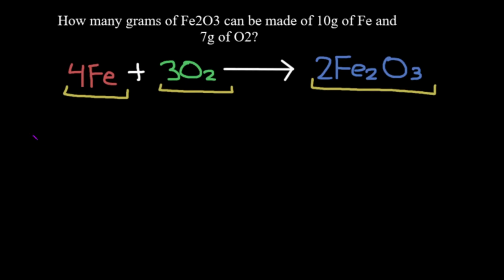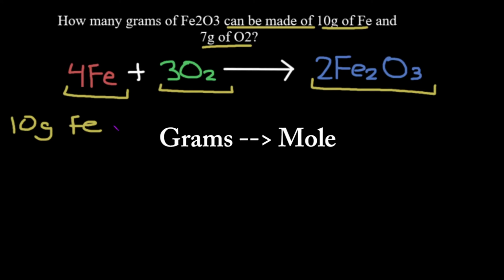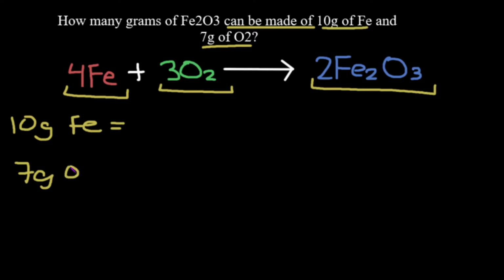Identify what we have. The question says it can be made from 10 grams of iron and 7 grams of oxygen. So we have 10 grams of iron, and we have 7 grams of oxygen gas. The first thing you would want to do is change the grams into moles, and in order to do that you would have to divide by the molar mass. So let's start with 10 grams of iron.